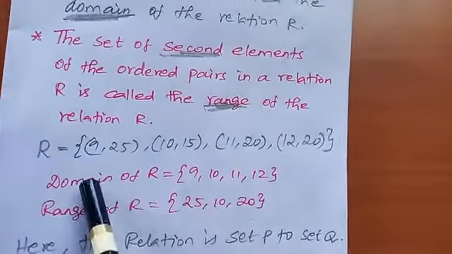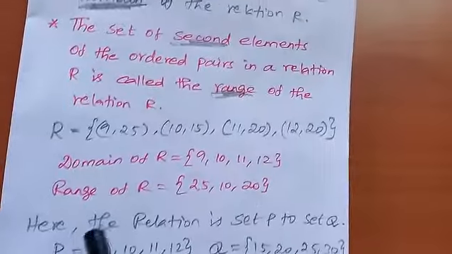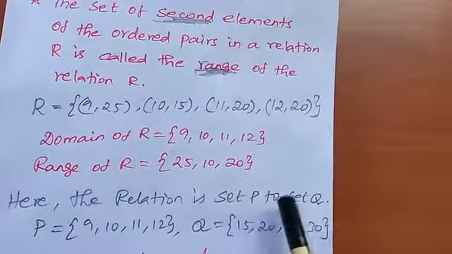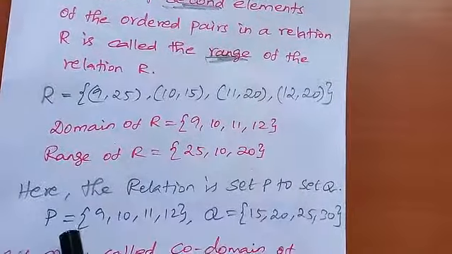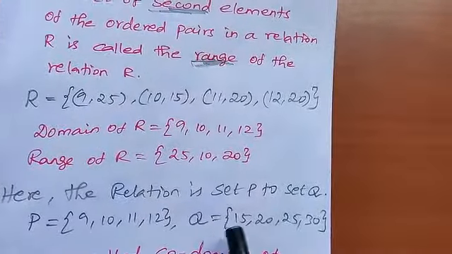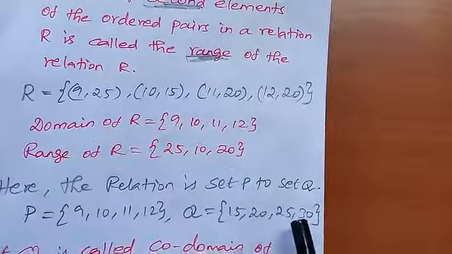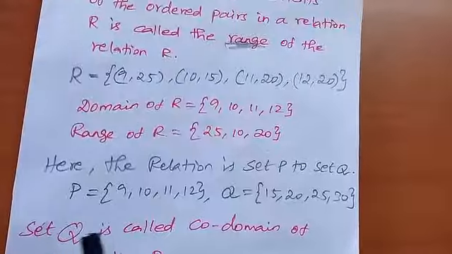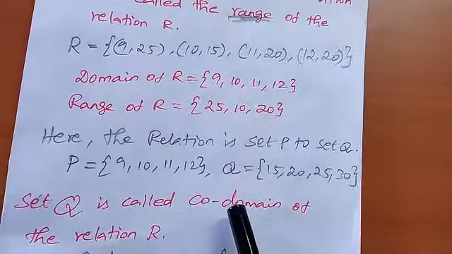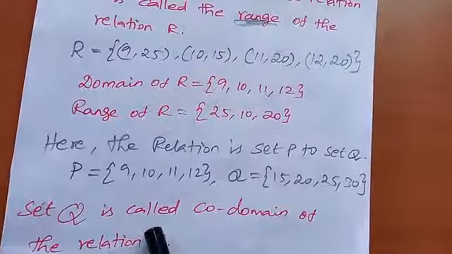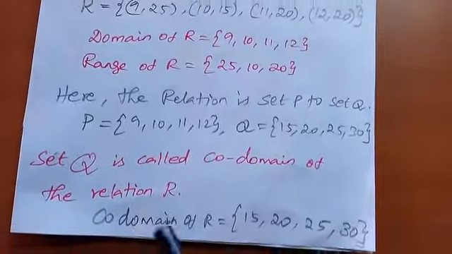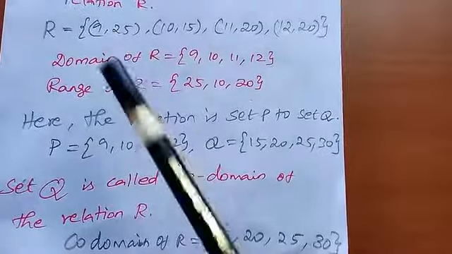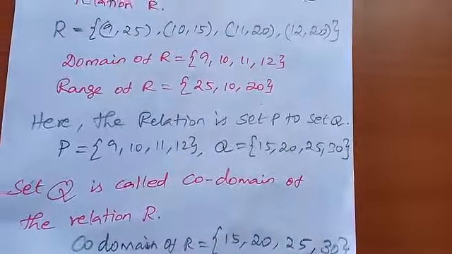Hope you got it. What is the domain of R? What is the range of R? Here the relation is from set P to set Q. P is 9, 10, 11, 12 and Q is 15, 20, 25, 30. You see 30 is not mapped with anything. So set Q is called the codomain of the relation. So the codomain of R equals 15, 20, 25, 30.